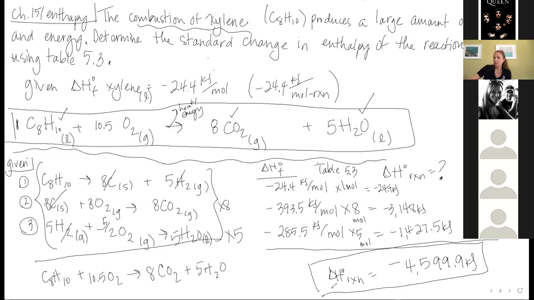Isn't it products minus reactants? Not for this way of working it, right? This is you're summing up all of your enthalpies of formation to get your overall enthalpy of reaction. Okay. So then, like, when would you be doing products minus reactants?